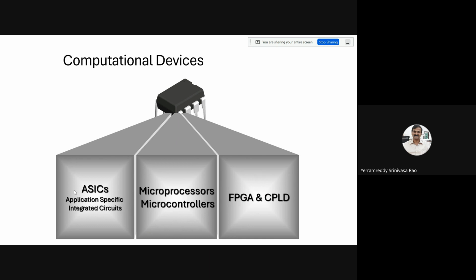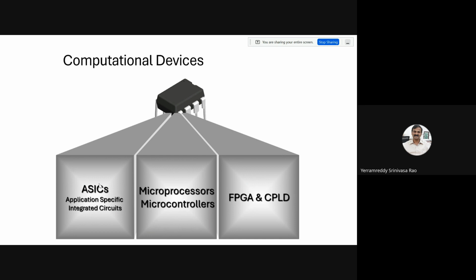The third category of CPUs is called ASICs, application specific integrated circuits. ASICs means there is no language, right? You cannot write a program. Only the manufacturer of the chip can write the program. While making the IC, he will put the code inside the chip and manufacture it. You cannot modify it. Lifelong, you have to use the same program.